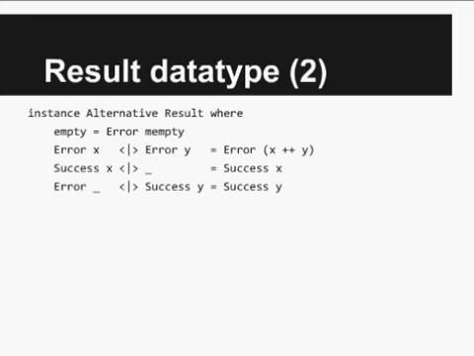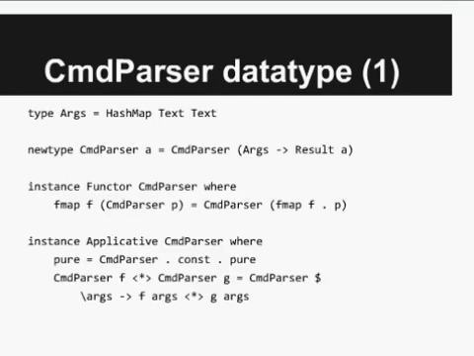Now that we have this result data type, we can build a command parser data type on top of that. So we'll have this helper type Args, which will be a dictionary, a hash map from the argument names to the argument values. And then this command parser is going to be the core of our DSL. Command parser is just a newtype wrapper around a function which takes the arguments on the command line and returns some kind of a result.